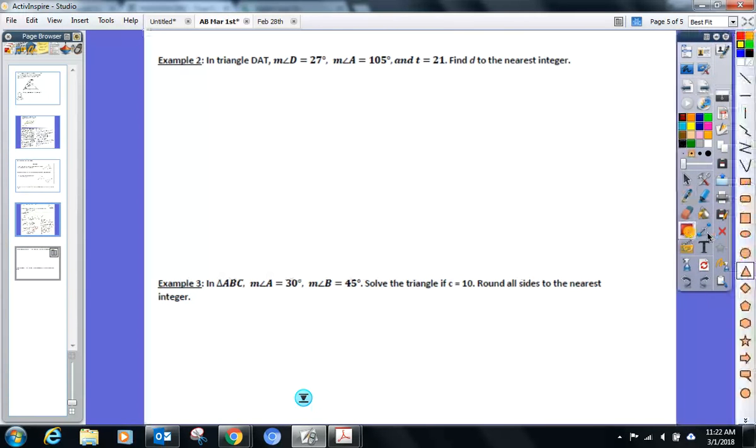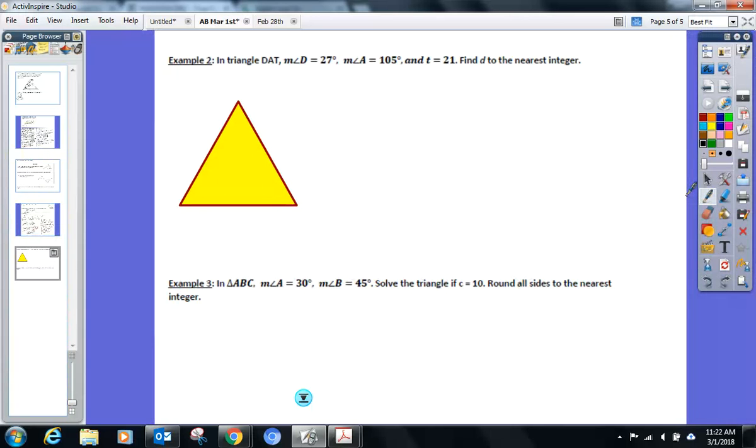All right, here you go. Sorry, you had to draw your own diagram here. Triangle DAT.